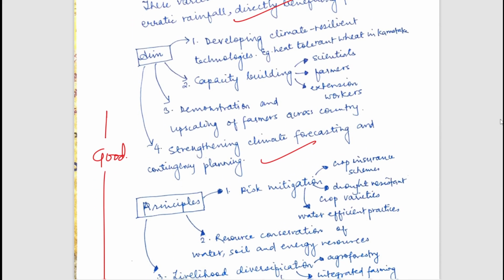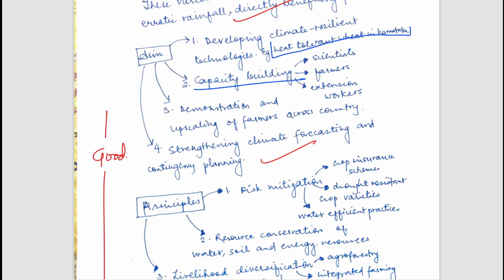You can see its aims have been mentioned, such as developing climate resilient technology, for example heat tolerant wheat in Karnataka, various drought tolerant species, various water tolerant species, because in many areas the rainfall has exceeded and in many areas we have seen that drought has been going on. So we have to make crops adapted for different situations.